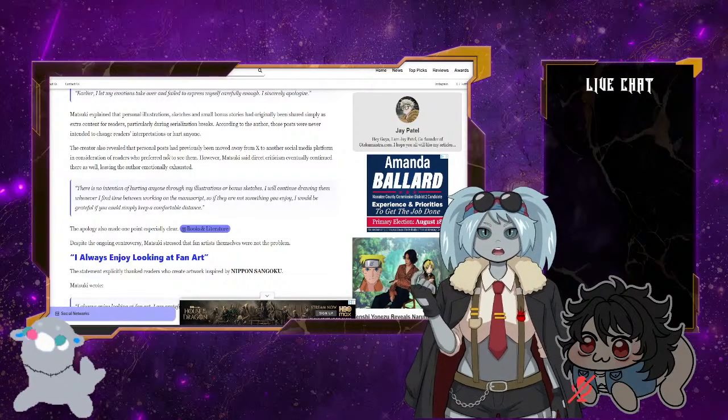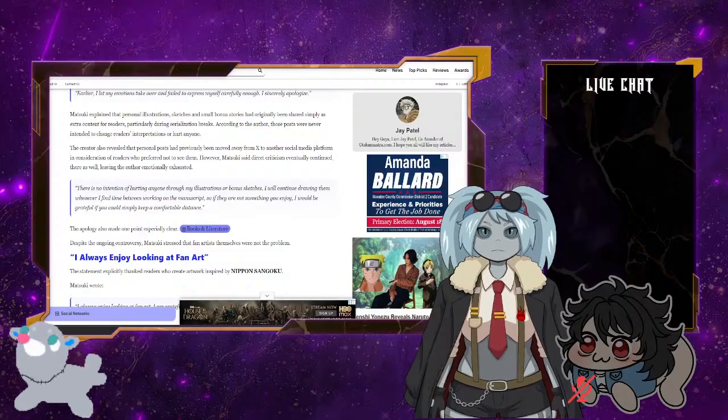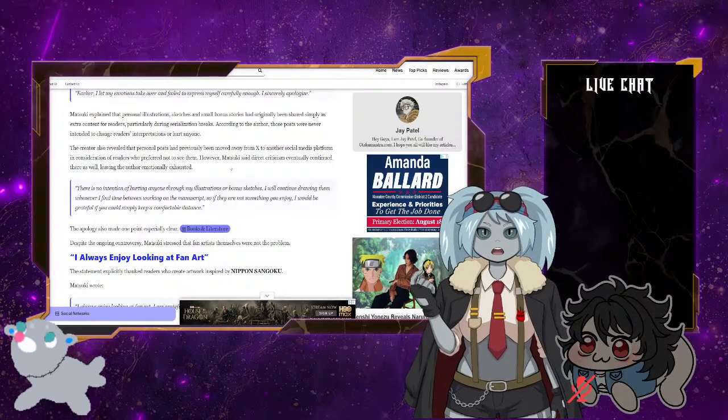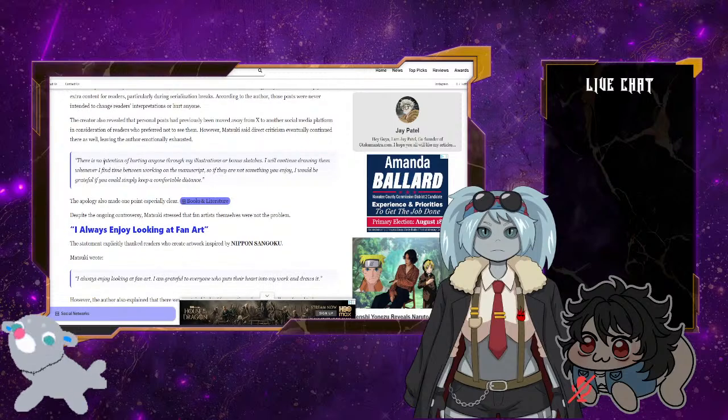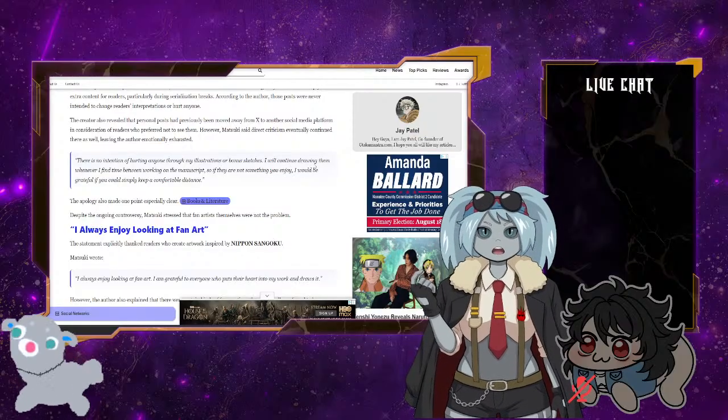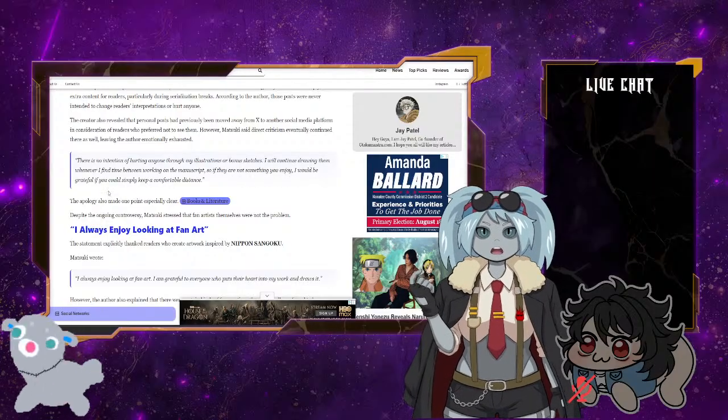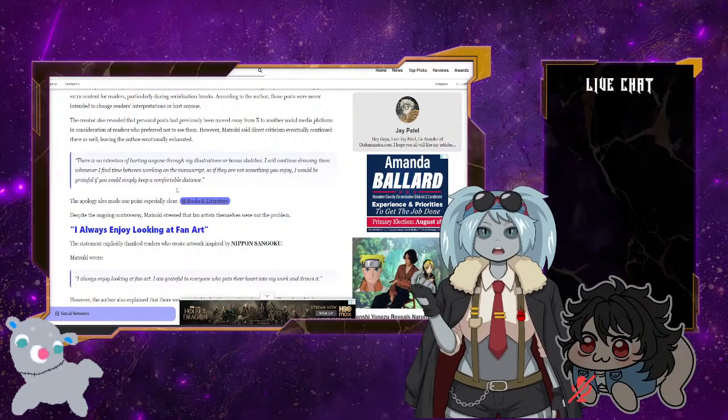The creator also revealed that the personal posts had previously been moved away from X and to other social media platforms in consideration of the readers who preferred not to see them. However, Makasugi said direct criticism eventually continued there as well, leaving the author emotionally exhausted. There is no intention of hurting anyone through my illustrations or bonus sketches. I will continue drawing them whenever I find time between working on the manuscript. So, if they are not something you enjoy, I would be grateful if you would simply keep a comfortable distance.